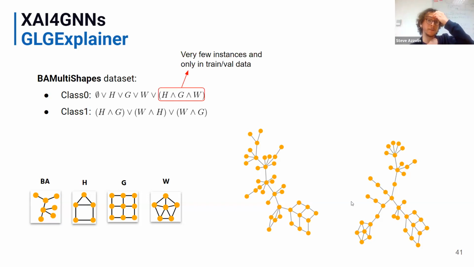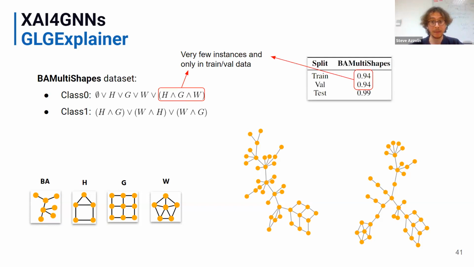A detail worth noticing here is that the samples having this specific triplet are very few and are only present in the train and in the validation split. So at this point, what we have to do is to train a graph neural network in discriminating class 0 and class 1. This task is pretty easy, and so even a simple GNN can solve the task with decent performance. However, note that the train and test performance are misaligned.